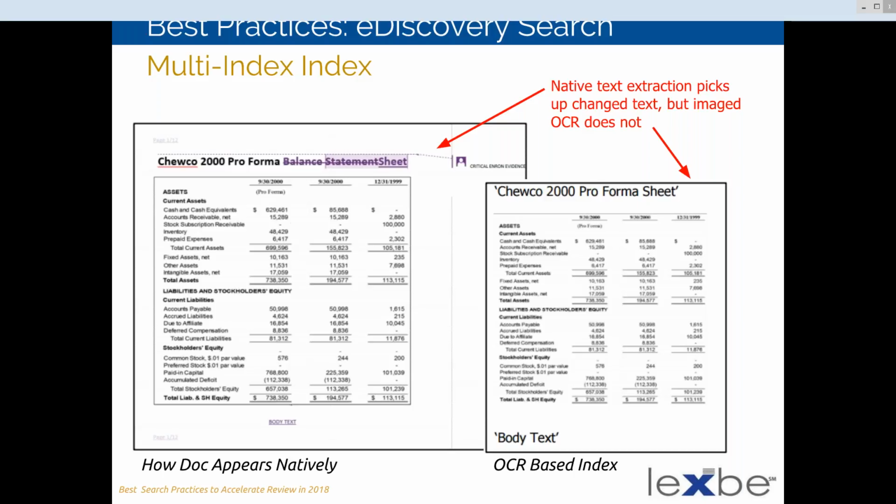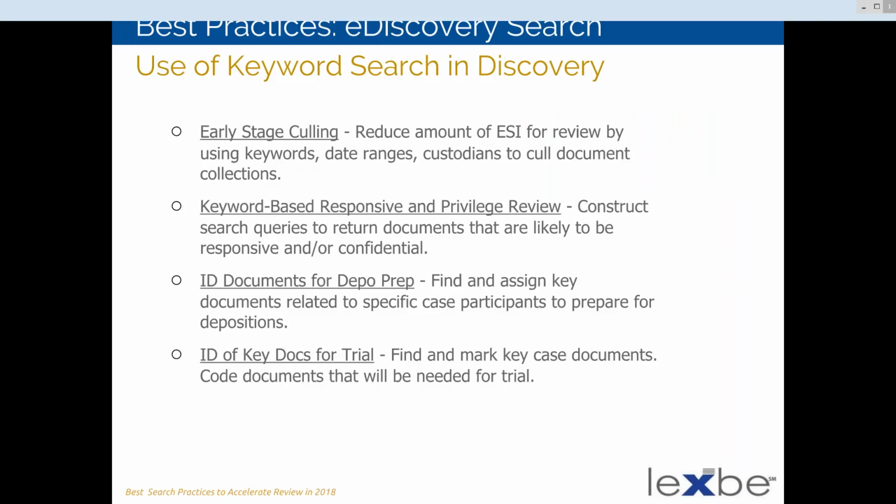Now we'll move on to actual use of the keyword search in Discovery, the steps that we're going to go through and how to implement them to most effectively work through your case and the various issues and procedural postures involved in your litigation. We're going to talk about early stage culling, how to just right off the bat reduce the amount of ESI that you need to review. We'll talk about how to use keywords, date ranges, and custodians to initially cull these document collections.